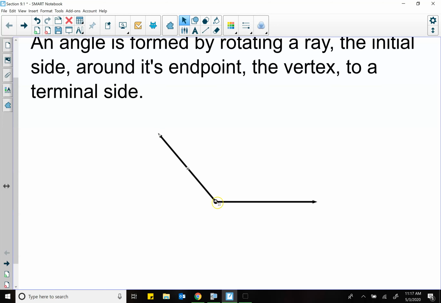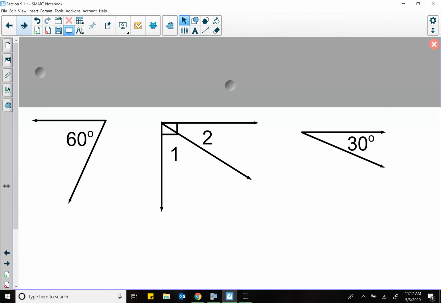Again, the initial side is generally on the positive side of the x-axis, the vertex is the origin, and your terminal side lies somewhere in the four quadrants, 1, 2, 3, and 4, or somewhere on the axes. Counterclockwise is a positive angle. Clockwise is a negative angle. All right, so from there, we can talk about two different types of angles.